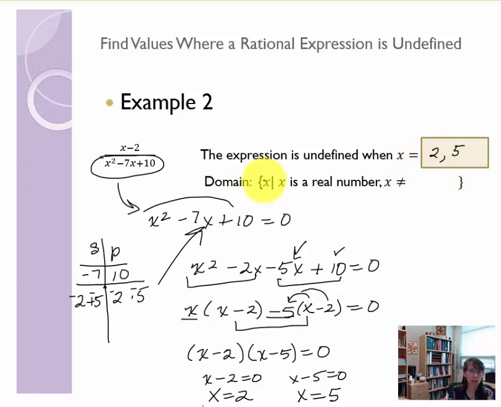So the domain must be the set of x such that x is a real number and x cannot equal 2 or 5. So the type of factoring needed to determine these answers will vary. Sometimes you don't have to factor at all. But once you do factor, you'll use the zero factor property, solve for the variable. Those values you end up with are the values that are your restriction.